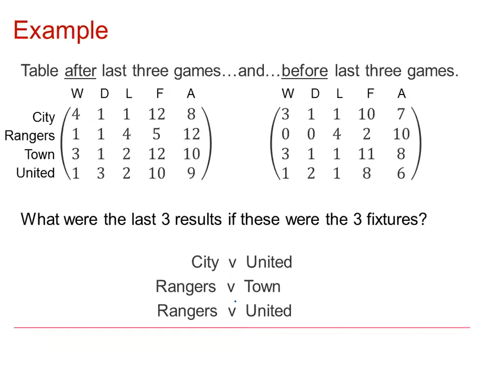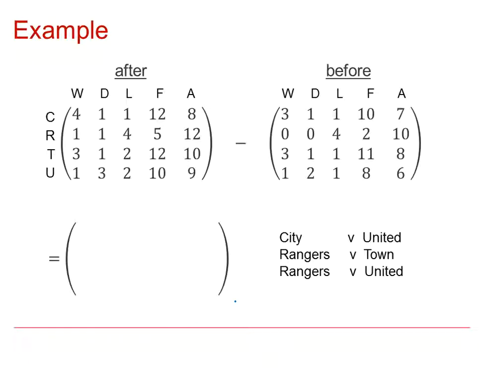In this example, the first matrix shows the results of the league after the last 3 games have been played and before the last 3 games have been played, and what we need to work out is the results of the last 3 fixtures, which were City v United, Rangers v Town and Rangers v United. We can do that by subtracting the matrix after the last 3 games and taking away the matrix before the last 3 games, and again just taking care with the corresponding elements.